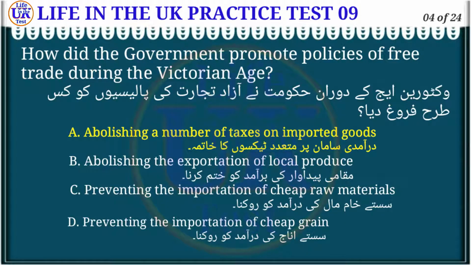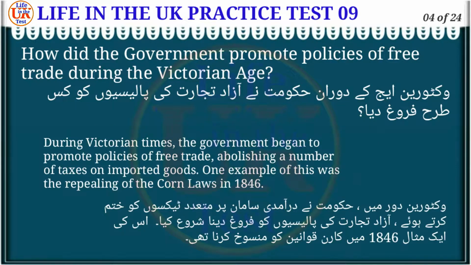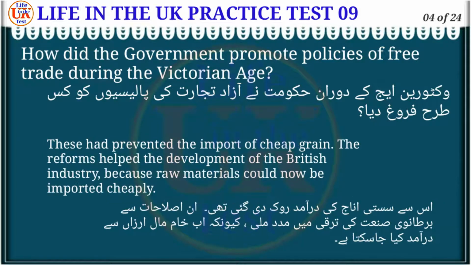Abolishing a number of taxes on imported goods. During Victorian times, the government began to promote policies of free trade, abolishing a number of taxes on imported goods. One example of this was the repealing of the Corn Laws in 1846. These had prevented the import of cheap grain. The reforms helped the development of the British industry, because raw materials could now be imported cheaply.